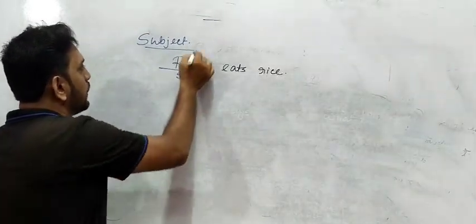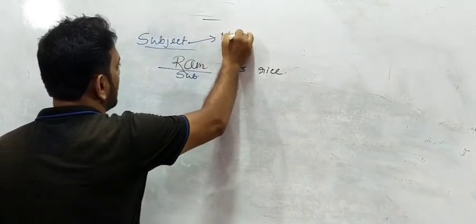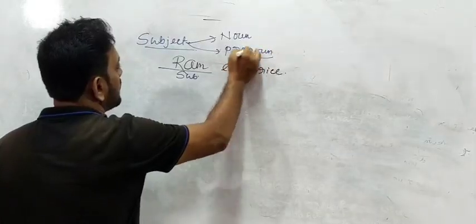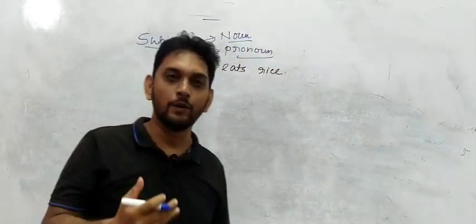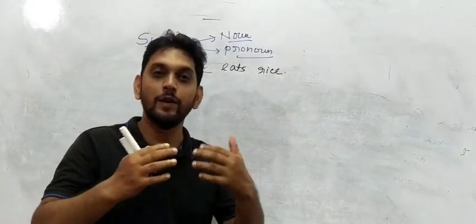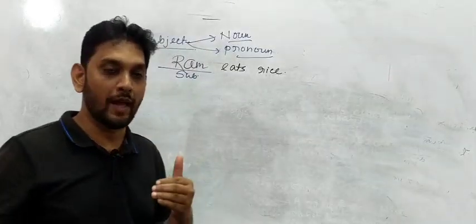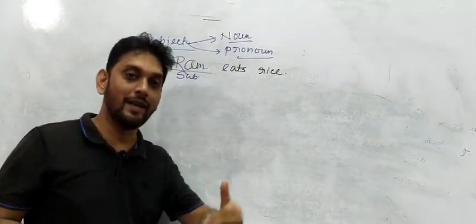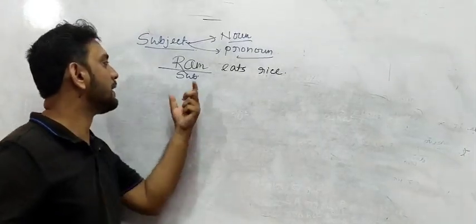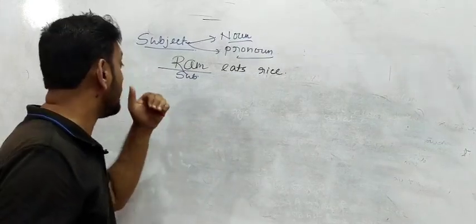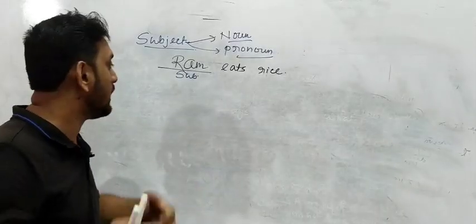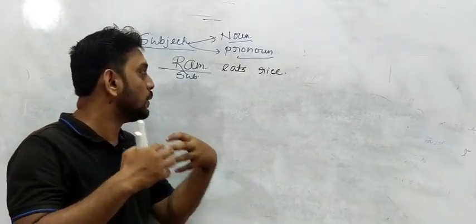And you should always remember, the subject is always either a noun or a pronoun. Except for a noun or pronoun, nothing can become the subject of a sentence. So you should have some idea that only a noun or pronoun can become the subject of a sentence. In this sentence, Ram eats rice, Ram is the subject. Yes or no?